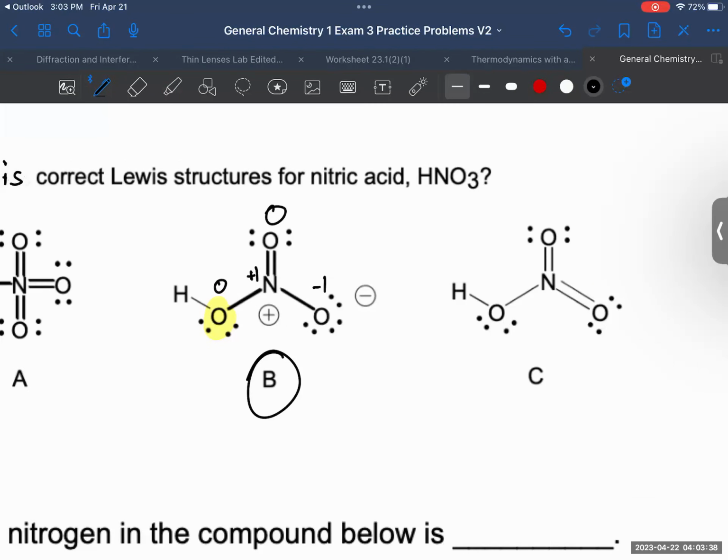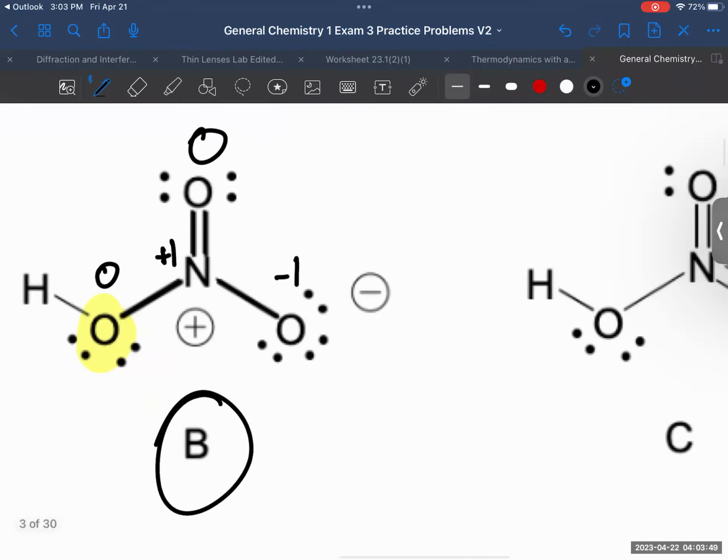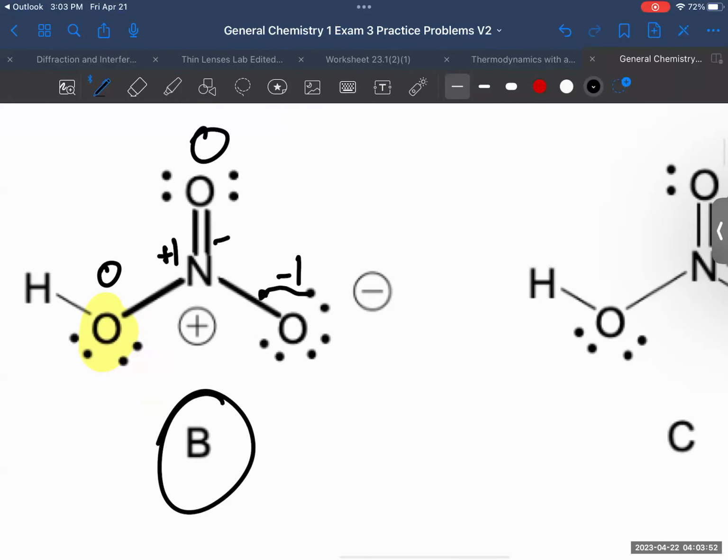Would you see any resonance between the oxygen on top and the one on the bottom right? Those two share that double bond, kind of. Oh yeah, there's 100% resonance there. What you can do is move that one over and then this oxygen, so that double bond resonates between both of these oxygens.